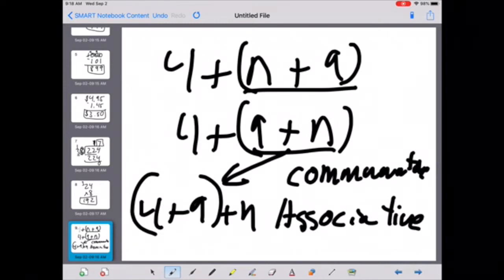Associative. And then they simply did the math, guys. So change the order, commutative. Change the grouping, change the parentheses, associative.